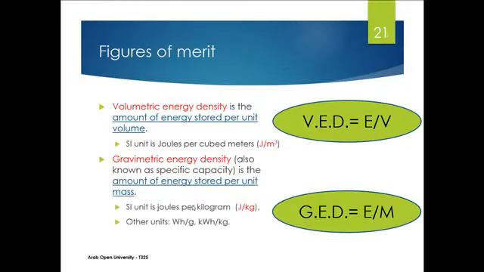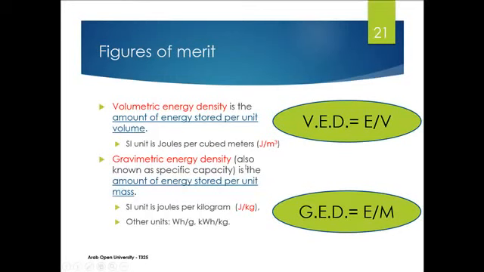Let's start with the volumetric energy density. As its name indicates, the volumetric energy density is equal to the energy over the volume. The density is usually a ratio. This is the density of the energy related to the volume. This is why the equation is the volumetric energy density equals the energy over the volume. Applying the SI units, the energy is in joule and the volume is in meter cube, so the unit of the volumetric energy density is joule per meter cube.